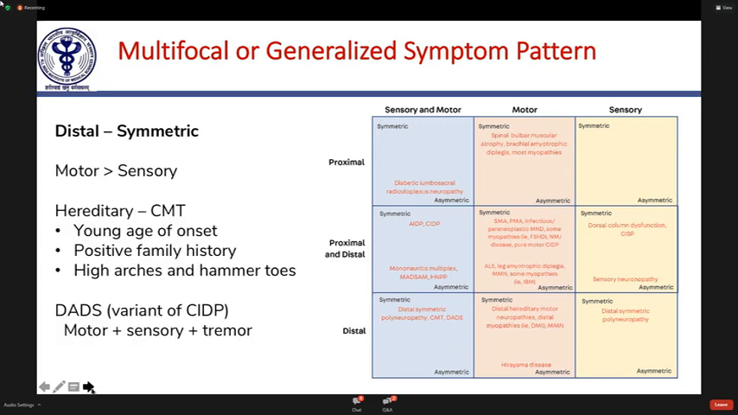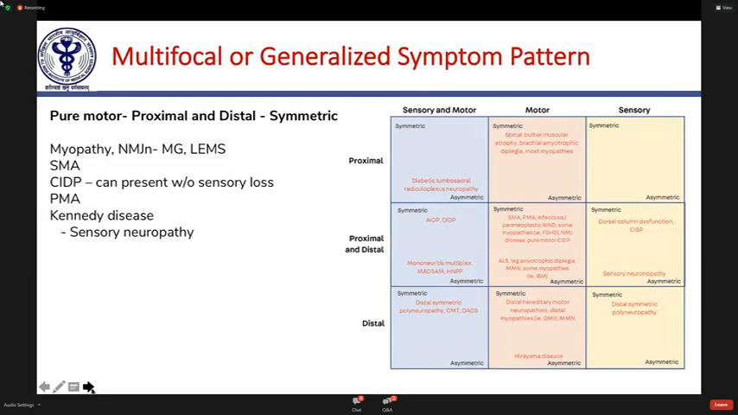Sometimes motor may be more predominant, in hereditary conditions like CMT, with young onset, positive family history, and high arch. You may get a motor predominant distal symmetric polyneuropathy, even though you may find sensory signs on examination. That will usually have motor and sensory involvement, and sensory predominant is one thing which we'll cover in the immune-mediated neuropathy section. So the next is a pure motor, proximal and distal symmetric pattern.